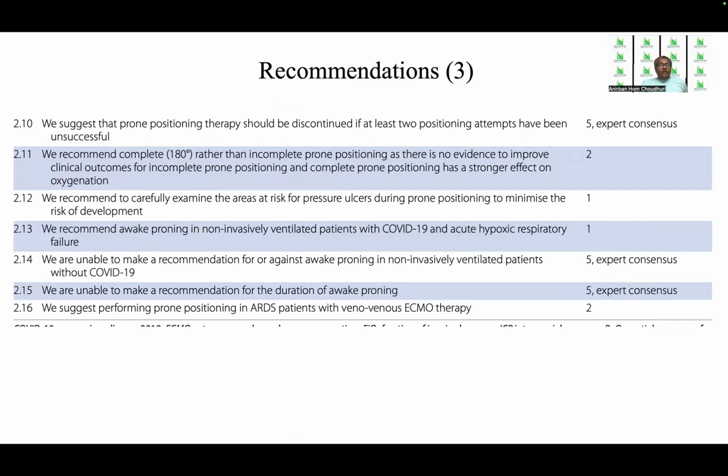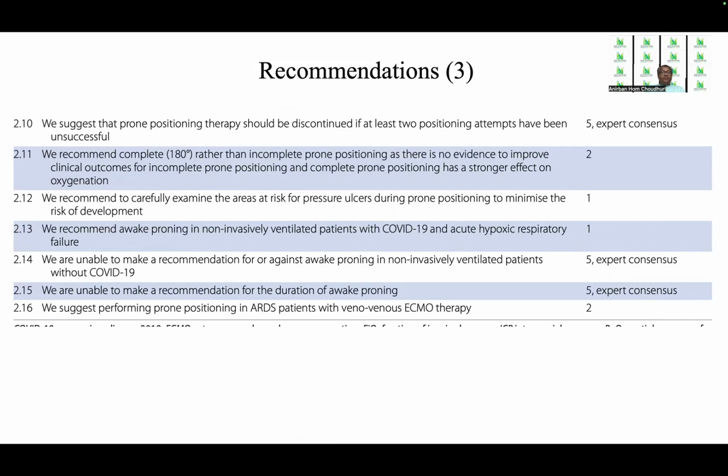There are also other recommendations which suggest that prone positioning should be discontinued if at least 2 positioning attempts have been made. And the guidelines committee also recommends complete rather than incomplete prone positioning, as there is no evidence to improve clinical outcomes for incomplete prone position, and complete prone position has a stronger effect on oxygenation. There are also other recommendations, like we recommend to carefully examine these areas for pressure ulcers during prone positioning to minimize the risk of development.